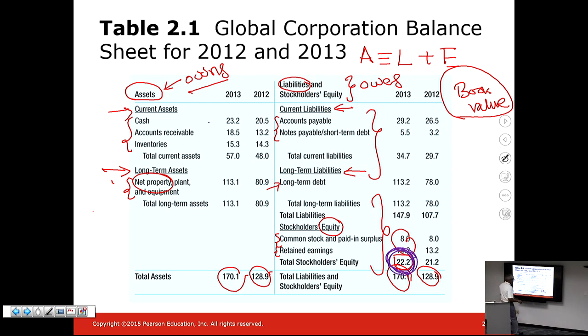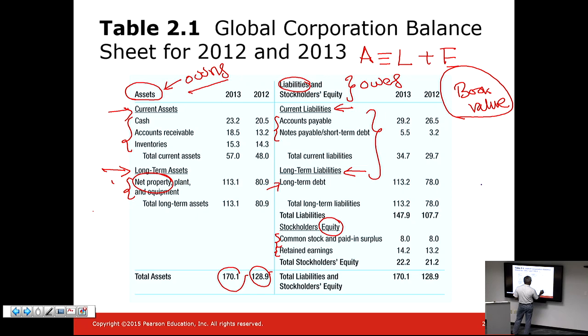The retained earnings over here that we see, let me do this. Okay. So the retained earning that we see over here, in 2013, retained earning is 14.2. In 2012, retained earning is 13.2. So it shows that retained earning increased from year 2012 to 13. What does that indicate?